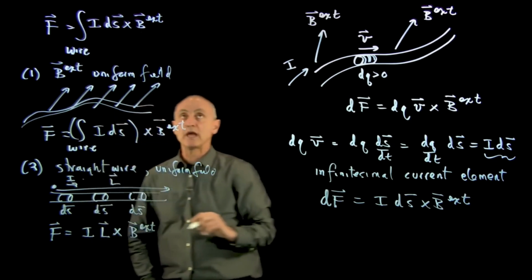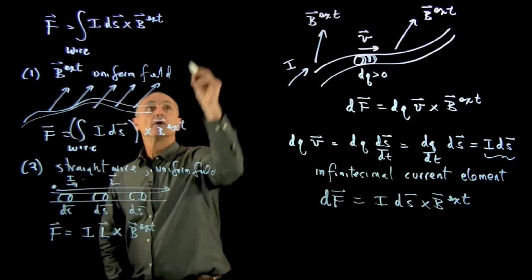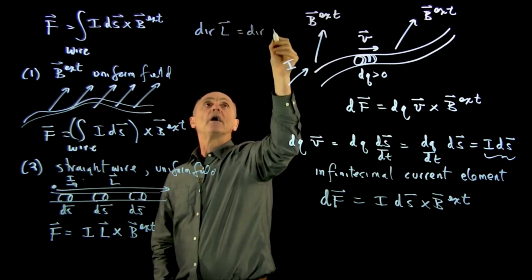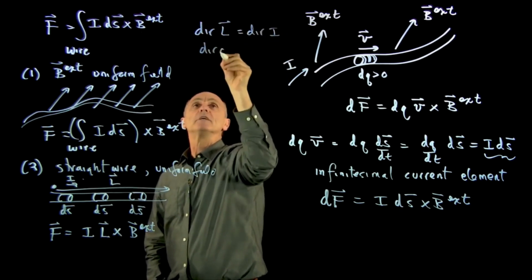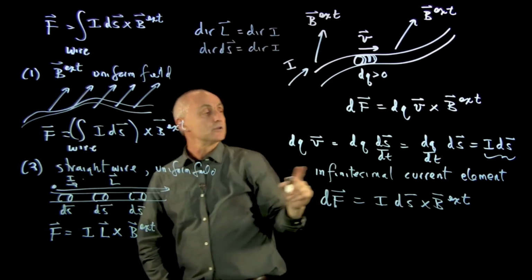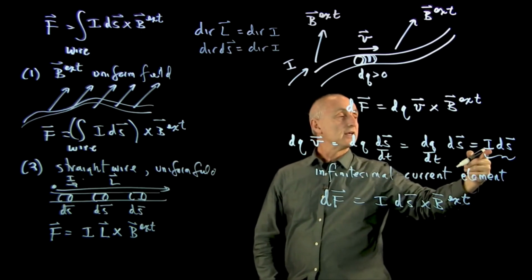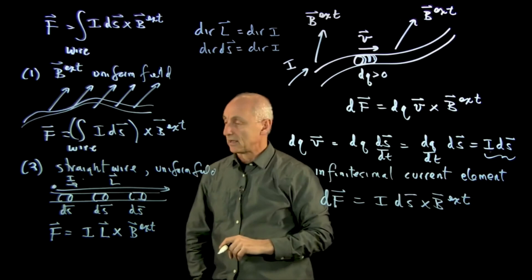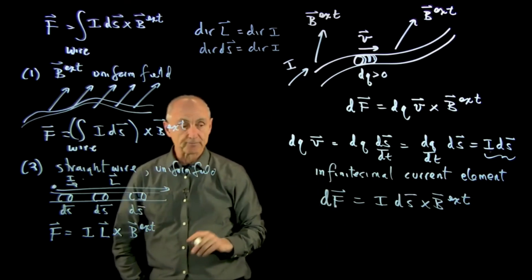Now, in both cases, we have to be careful that the direction of L is the direction of I, and the direction of dS is also the direction of I. So what we're saying in here is that I is a signed quantity, and we have to be careful about that. And we'll see in some examples how that works out.